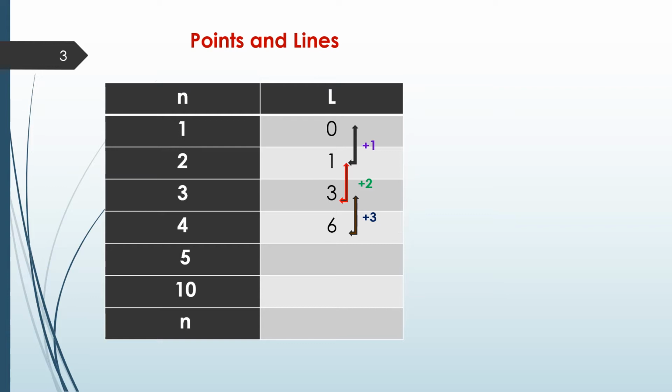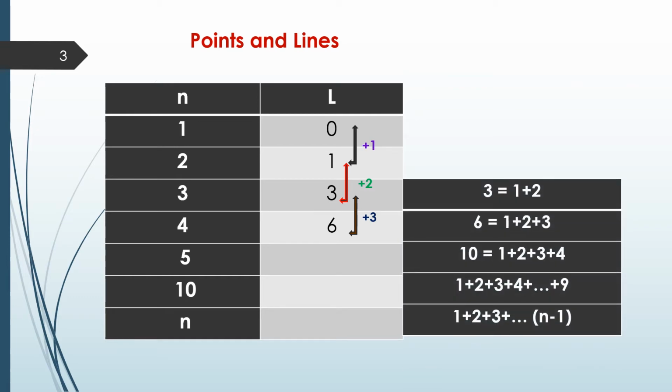From 0 to 1, there is an increase of 1. 1 to 3 means there is an increase of 2. 3 to 6, an increase of 3. That means when N is equal to 5, without drawing the figure, they can find that the number of connecting lines when there are 5 non-collinear points should be 10, because 6 plus 4 is equal to 10.